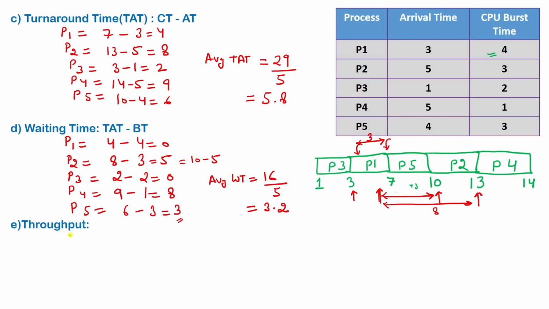Now next, let's find the throughput. Throughput is the number of processes completed per unit of time.